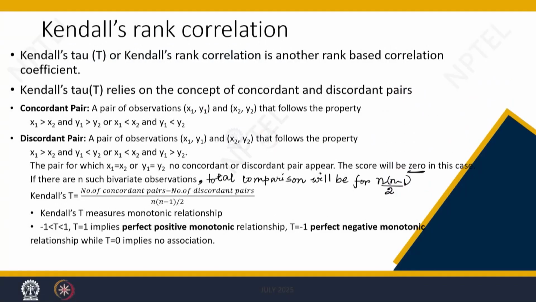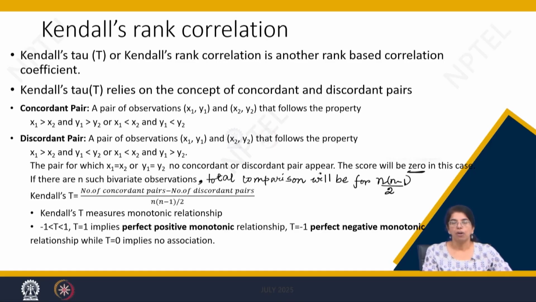Now, what is Kendall's rank correlation? Generally it is denoted as Kendall's tau, or Kendall's T in the sample version. Another rank-based correlation coefficient, Kendall's tau, relies on the concept of concordant and discordant pairs. Now, what is the meaning of concordant? Concordant means matching and discordant means mismatching.